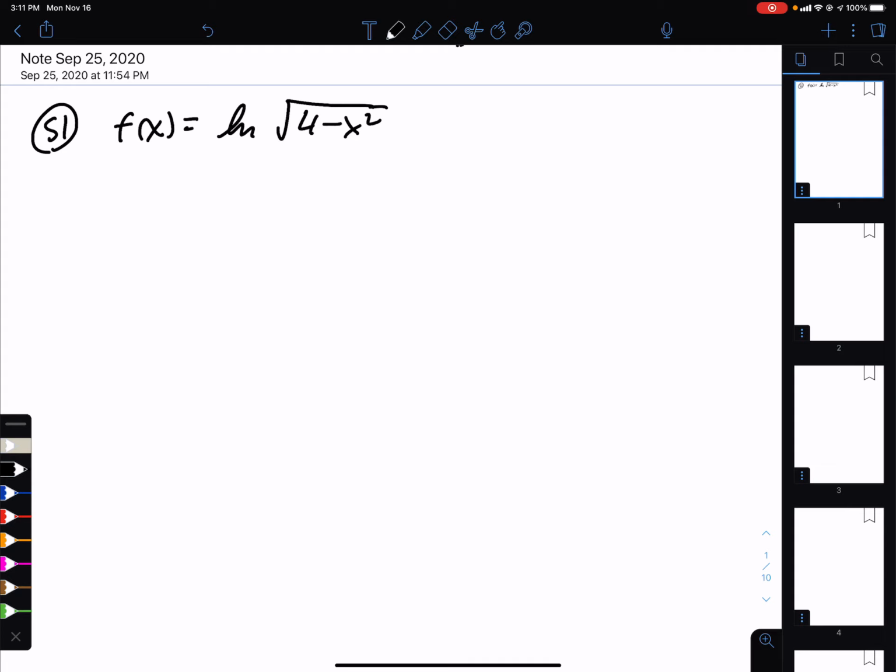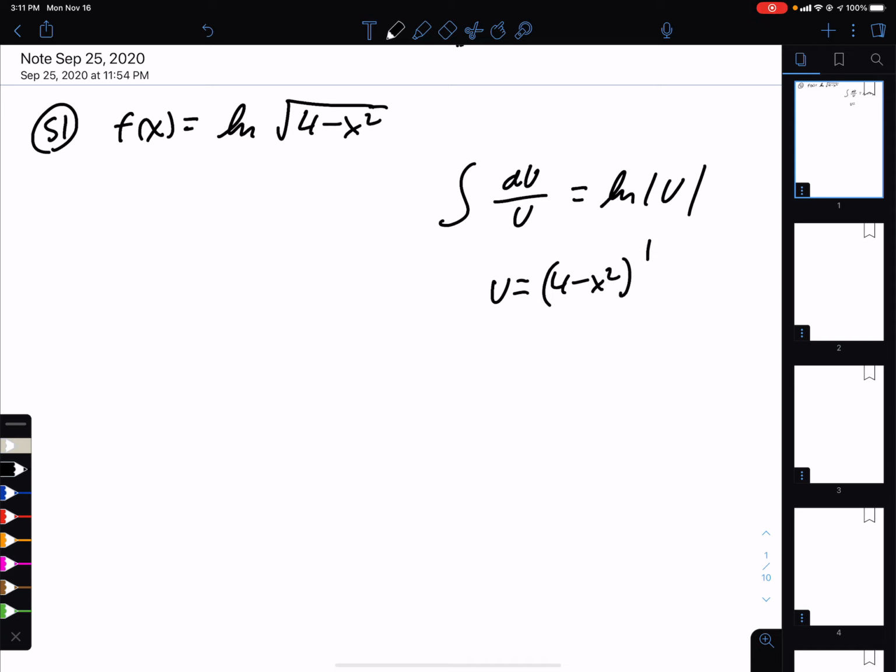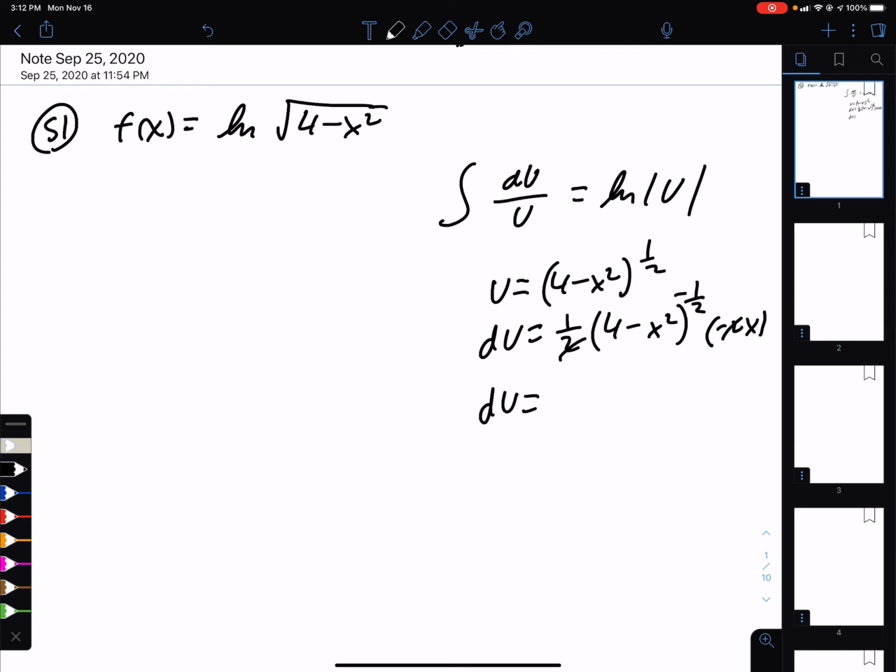To get ln of that, you integrate du over u, and you get ln of absolute u. Well, if I want this, that needs to be my u. So u will be 4 minus x squared to the 1/2 power, making du, using the chain rule, 1/2 of box, subtract 1 from the exponent, times the derivative of the box, which is minus 2x. The 2's cancel, so du is going to be x over 4 minus x squared square root dx.